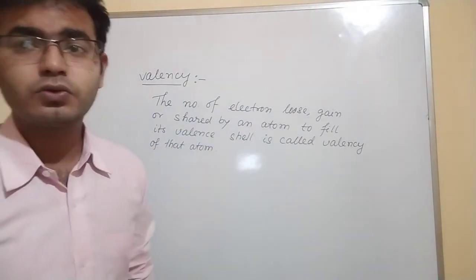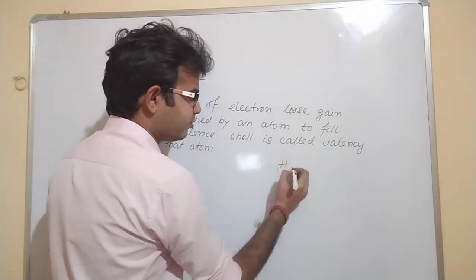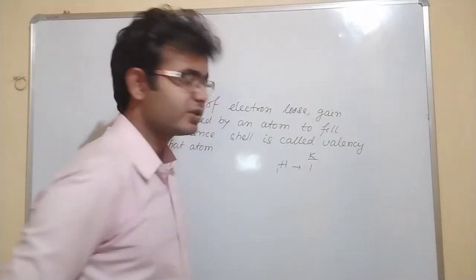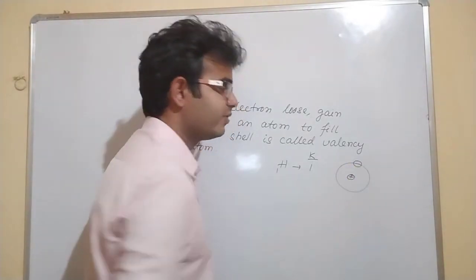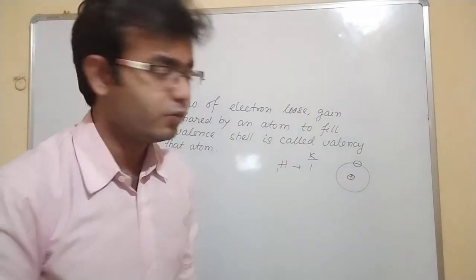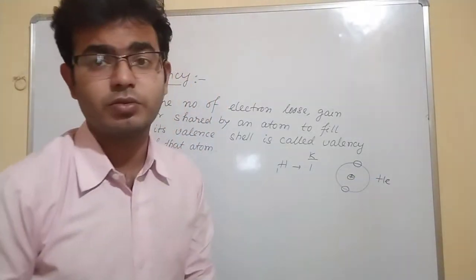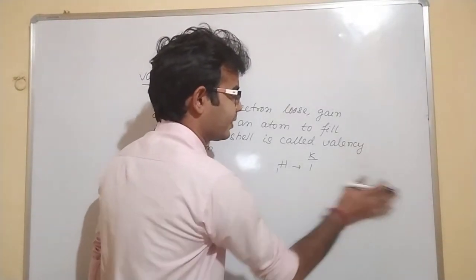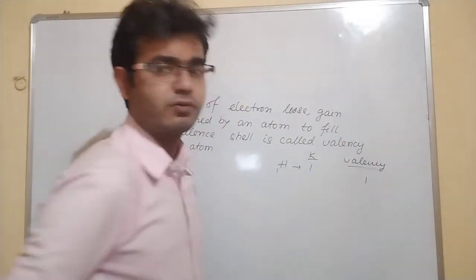Now let us discuss how to find the valency of an element. Here we know that hydrogen's atomic number is 1 and the electronic configuration is 1. This one electron is present in the K shell, and the first shell of an atom gets filled by 2 electrons. So hydrogen can either lose 1 electron or gain 1 more electron to fill its valence shell and gain the electronic configuration like its nearest noble gas, helium. So the valency of hydrogen is 1.